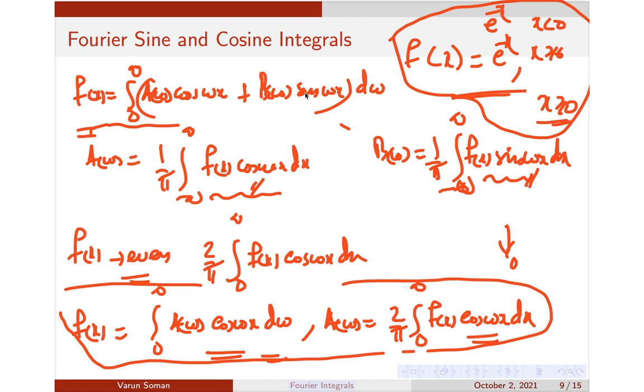So in that case, you will only have sine terms. It is called the Fourier sine integral. Both the Fourier cosine integral and sine integral are basically special cases of your Fourier integral when your f of x is even or odd.